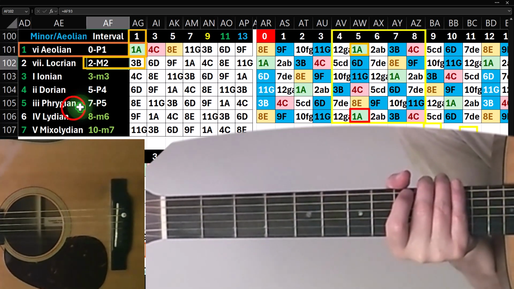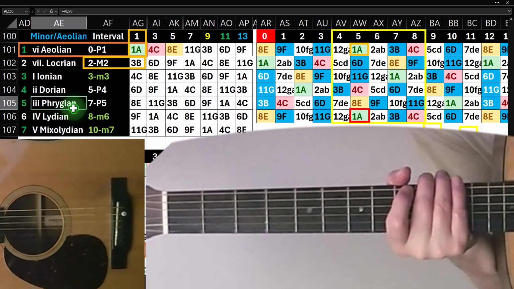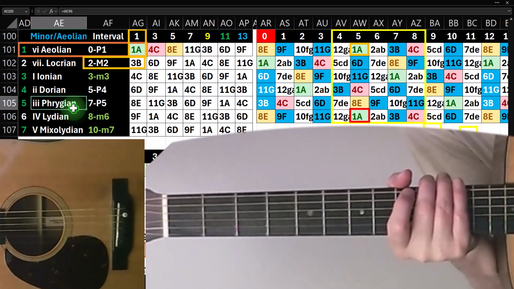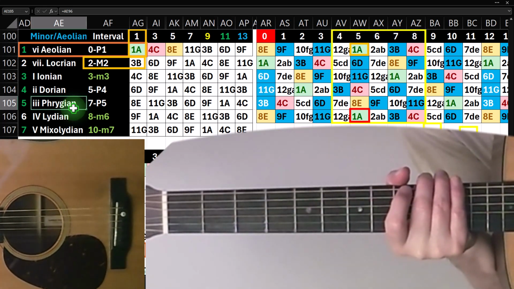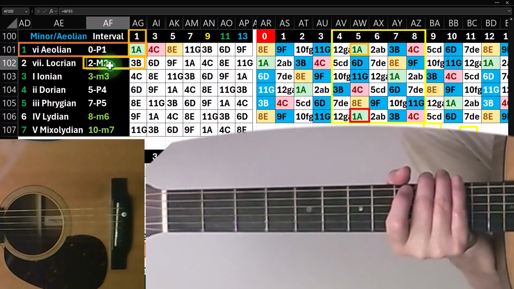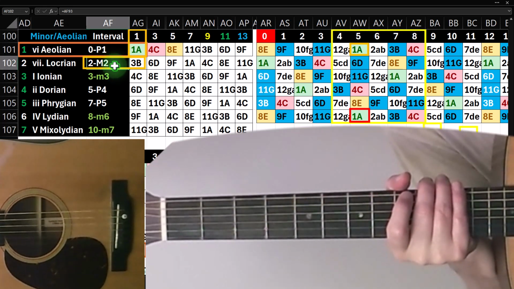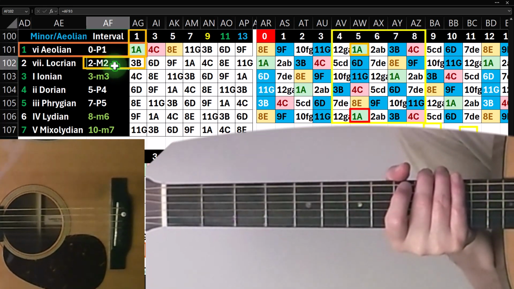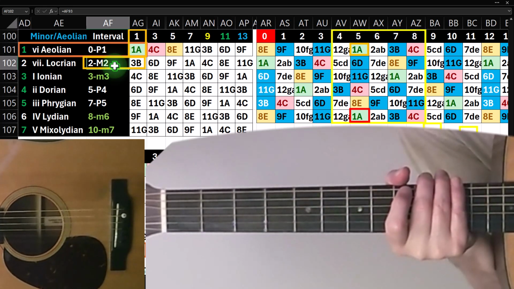It's not the same on the Phrygian, which is more minor than the main minor scale. The Aeolian, or main minor, is less minor than the Phrygian. But on the main minor scale, the Aeolian, it's still a 2-note away major second. Okay, so we're going to be doing that from here.